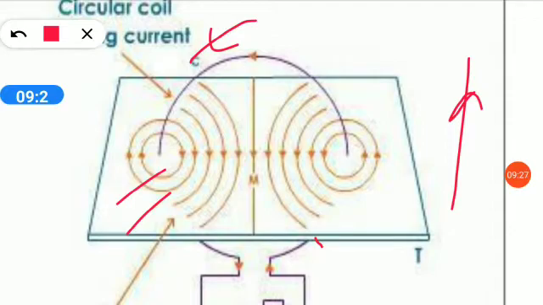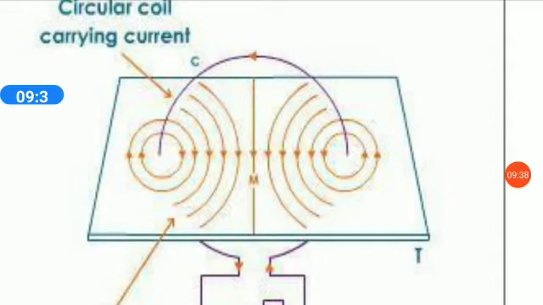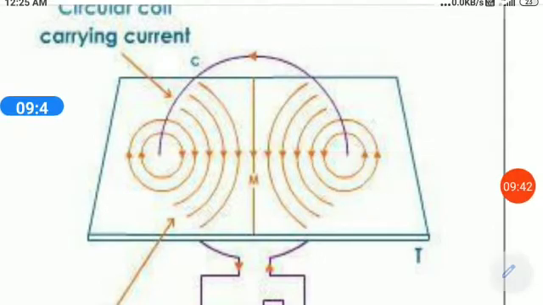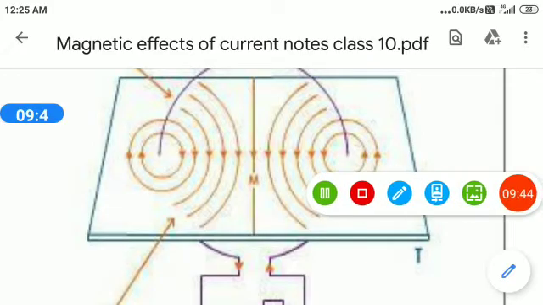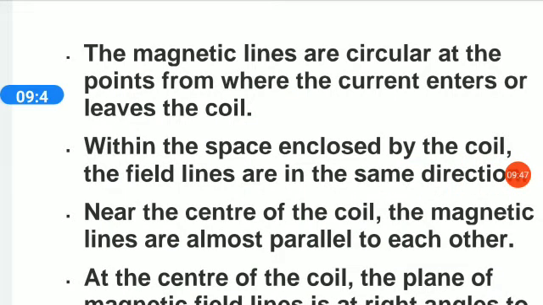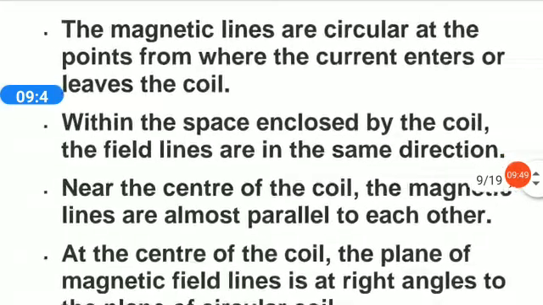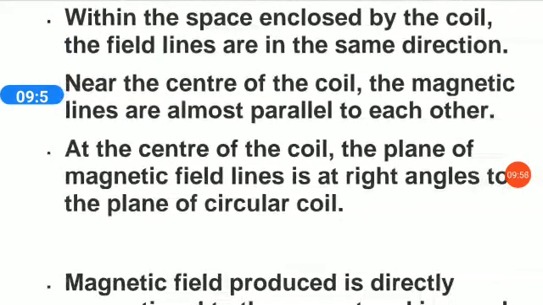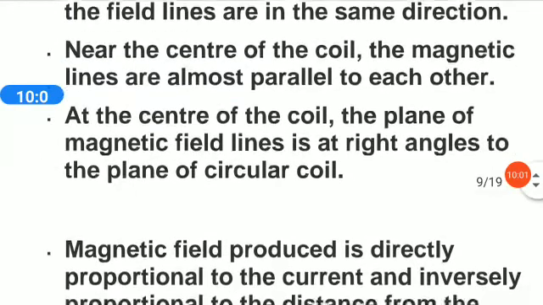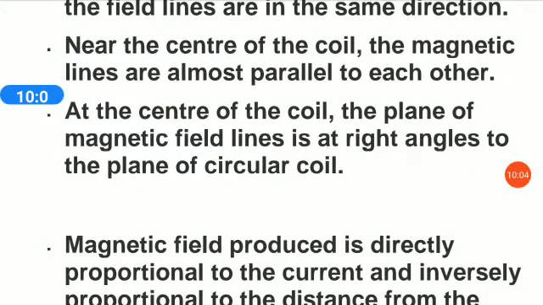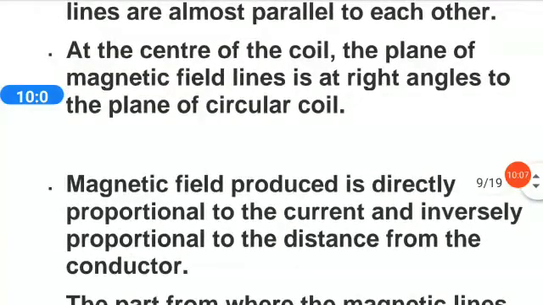So simple, it is simple. If you are making the loop, this is how you will come to know the magnetic field around any circular loop. These are the properties. The magnetic lines are circular at the points where the current enters the coil. Within the space enclosed by the coil, the field lines are in the same direction. Near the center of the coil, the magnetic lines are almost parallel to each other. At the center of the coil, the plane of the magnetic field lines is at right angles to the plane of the circular loop.